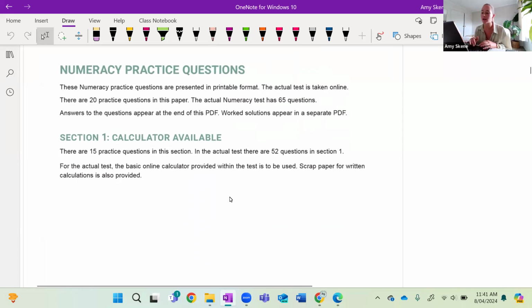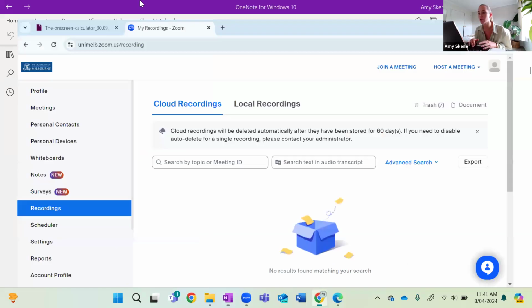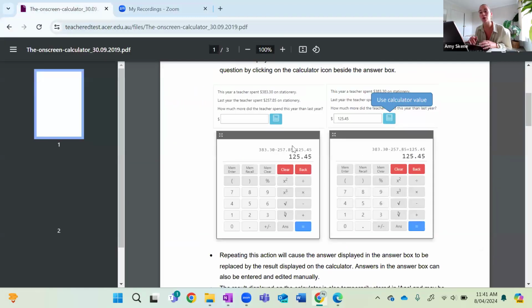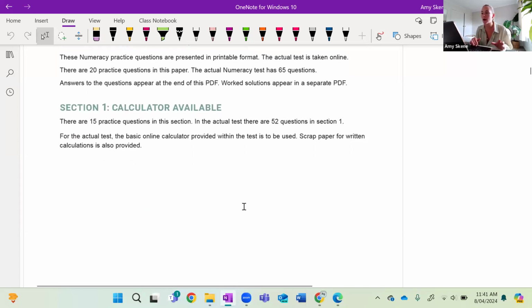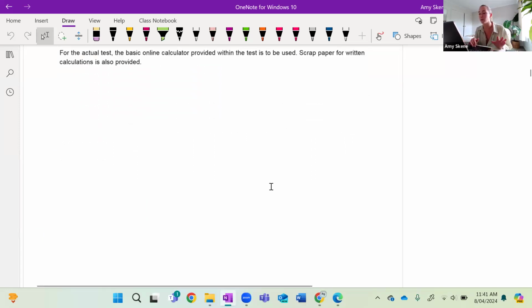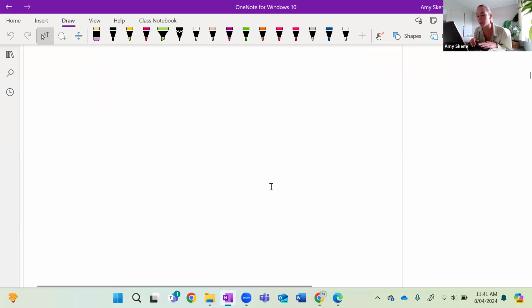For section 1, you're allowed a calculator. Now, normally you use the on-screen calculator with a blue button that looks like this. For our case now, just like the practice questions, I'm just going to be using this one. You're allowed scrap paper as well if you need workings out, but I'll just annotate them on this OneNote.